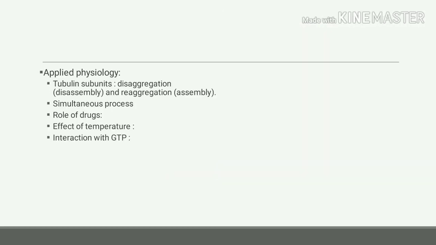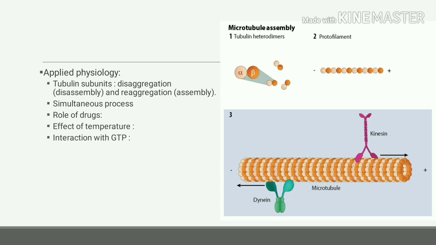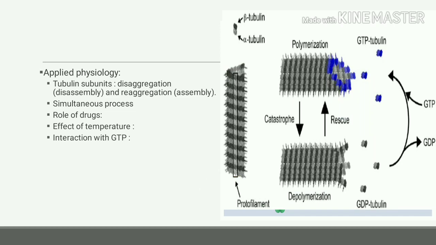Now, applied physiology. Tubulin subunits, alpha and beta tubulin as we have discussed, have the property of disaggregation, also known as disassembly, and reaggregation, also known as assembly. This process of disassembly and assembly occurs simultaneously. Many drugs act by inhibiting microtubule assembly. Growth of the microtubule is also sensitive to temperature, as cold conditions favor disassembly of the microtubule. Interaction with GTP, as you can see here, facilitates the formation of microtubules.